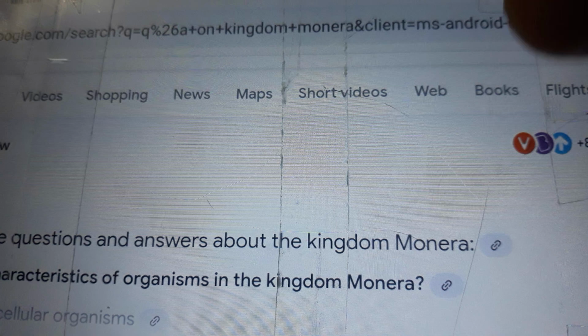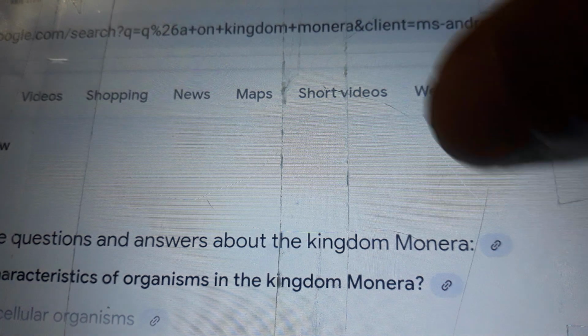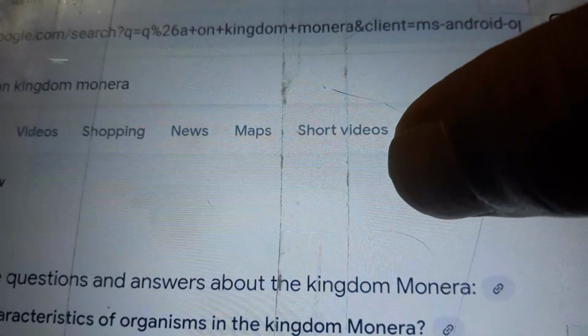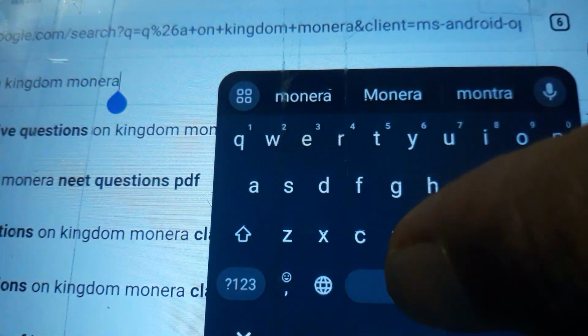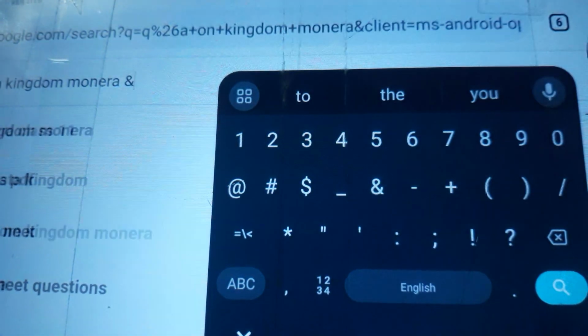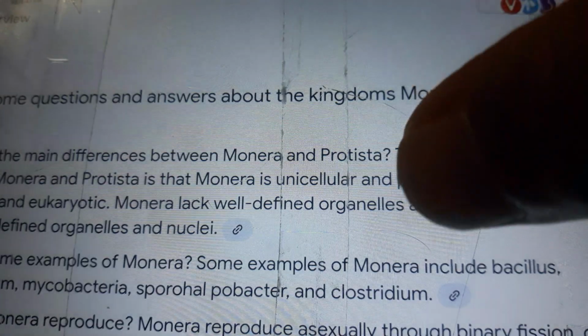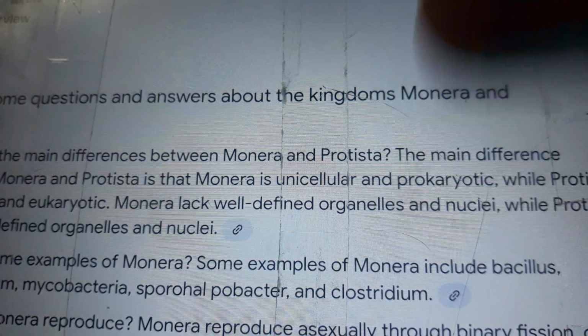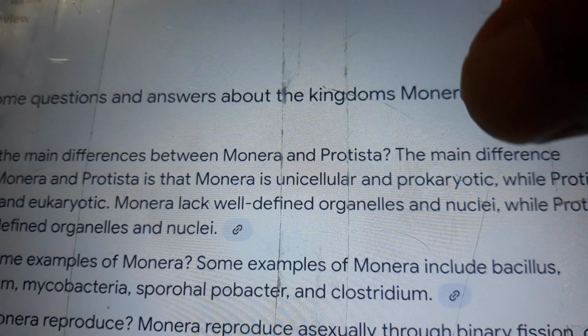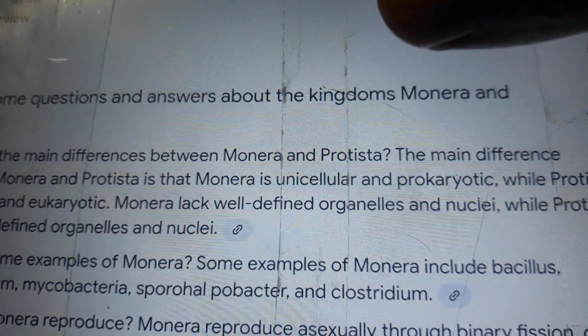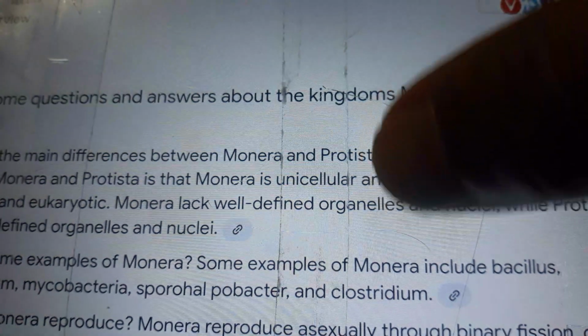Okay, now let's go on to some questions on kingdom Monera and later on kingdom Protista. Right, let's start with some questions about the kingdoms of Monera and Protista. What are the main differences between Monera and Protista? The main difference is that Monera is unicellular and prokaryotic, while Protista is unicellular and eukaryotic. Monera lack well-defined organelles and nuclei, while Protista have well-defined organelles and nuclei.